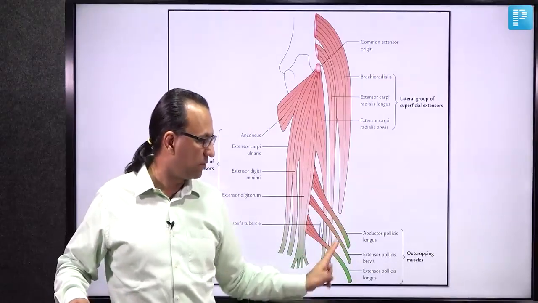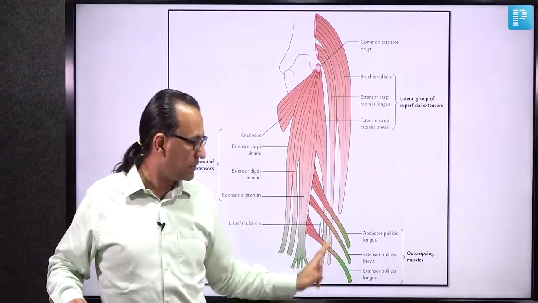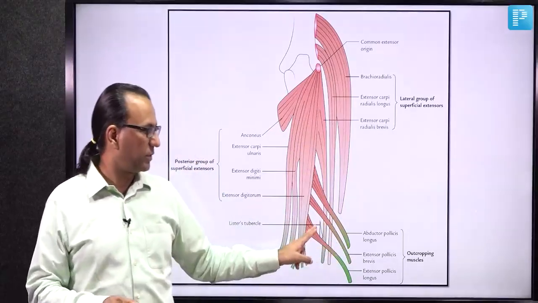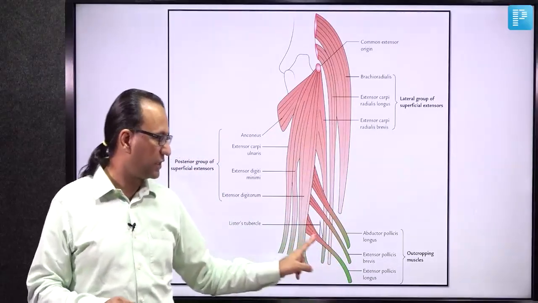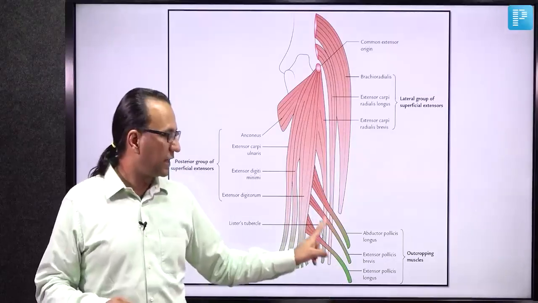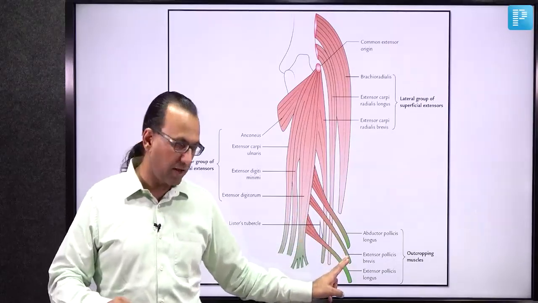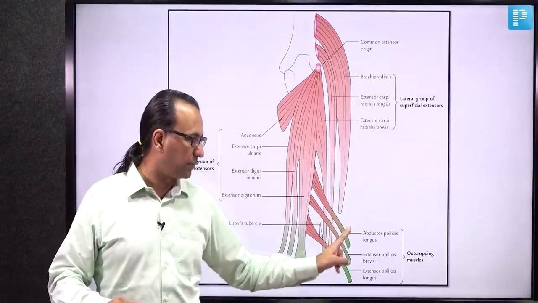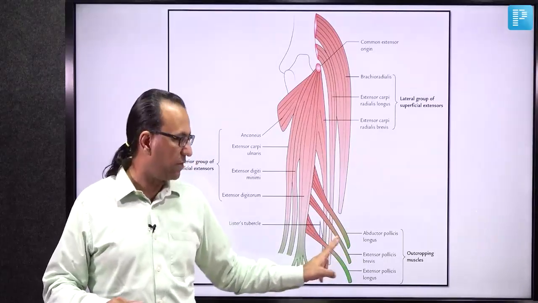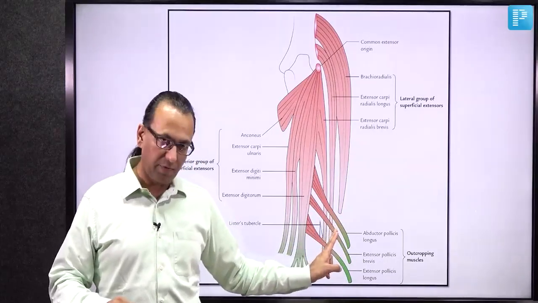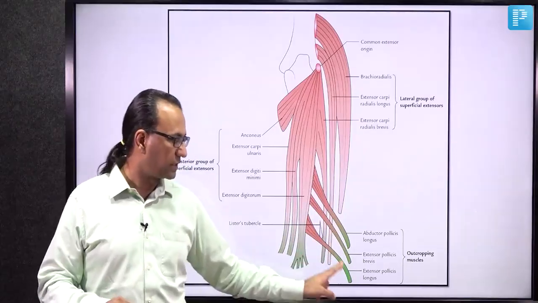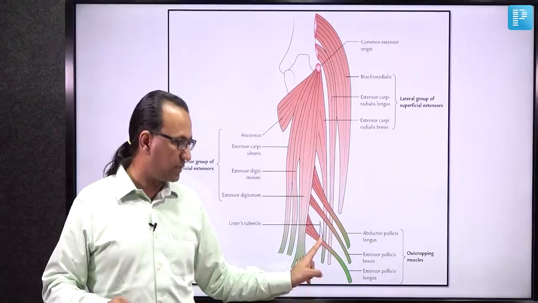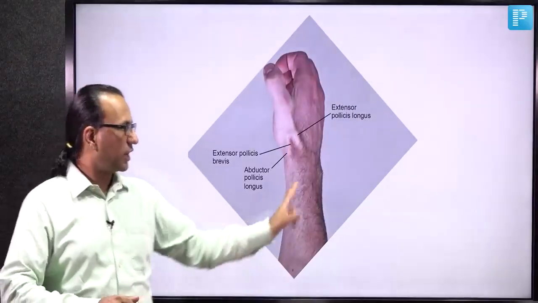They are the ones which will be forming the boundaries of the anatomical snuff box. Understand that at the lower end of the radius bone there is a Lister tubercle, and the extensor pollicis longus is coming medial to that, and the extensor pollicis brevis is coming lateral to that. As the extensor pollicis brevis comes lateral to that, it is followed by abductor pollicis longus, and both of them will be forming the anterolateral boundary of the anatomical snuff box, whereas the extensor pollicis longus is going to form the posteromedial boundary of the anatomical snuff box. This is the anatomical snuff box.